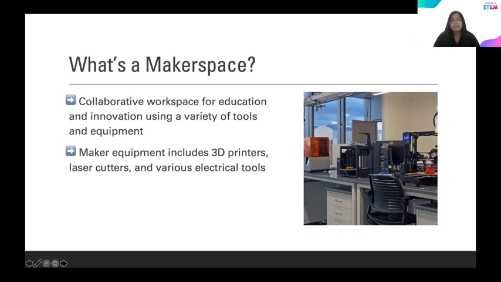Next, let's talk about what a makerspace is. It's a collaborative workspace for education, exploration, and innovation using a variety of tools and equipment. So makerspace equipment typically includes your 3D printers, laser cutters, and various electrical tools. There are also some materials unique to what the makerspace is used for. So here in our lab, our makerspace also includes materials and equipment for anatomical model making, which I'll talk about in a little bit.